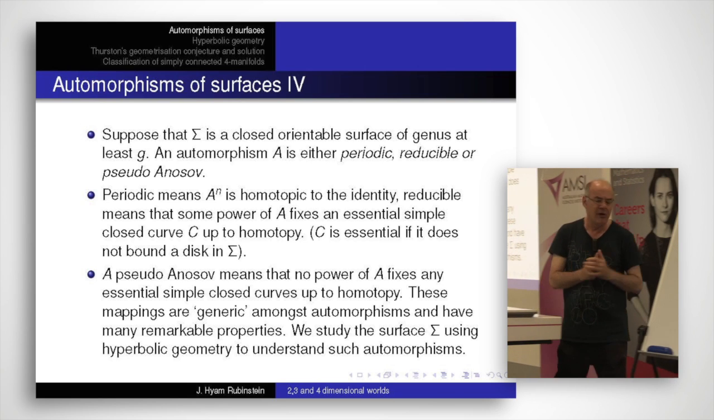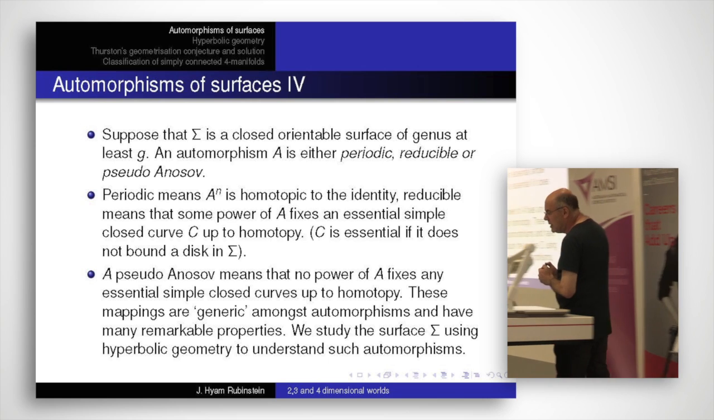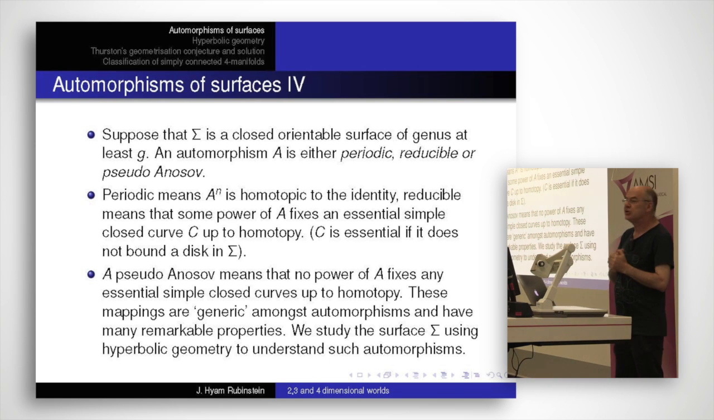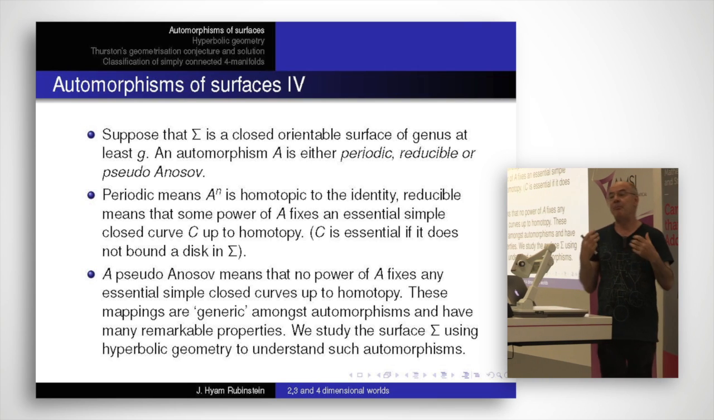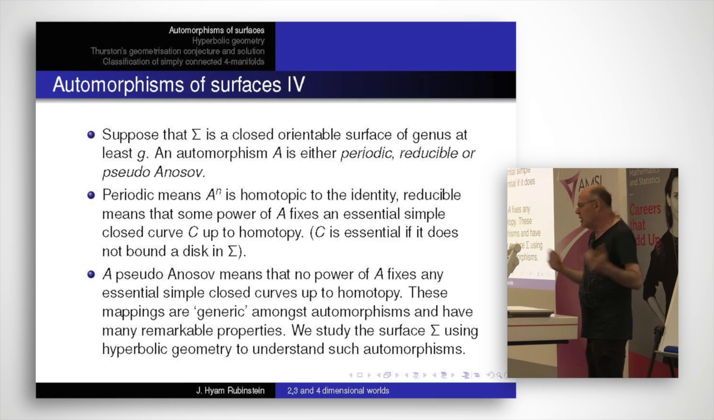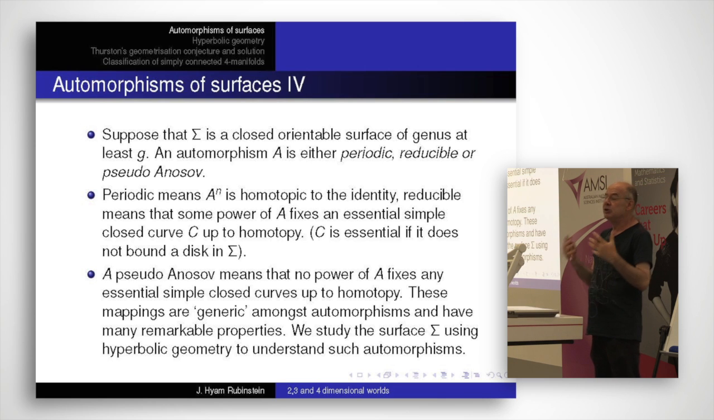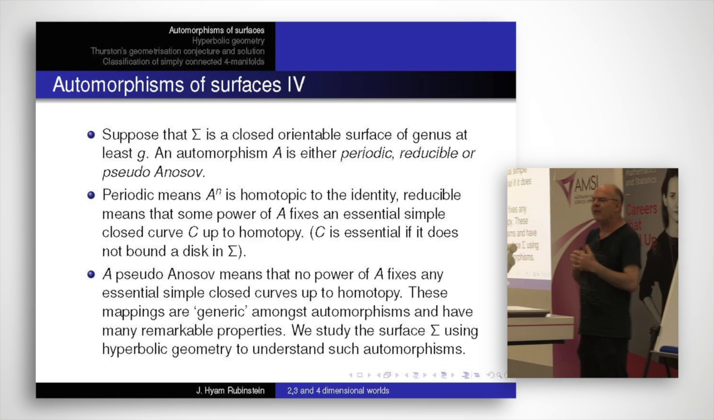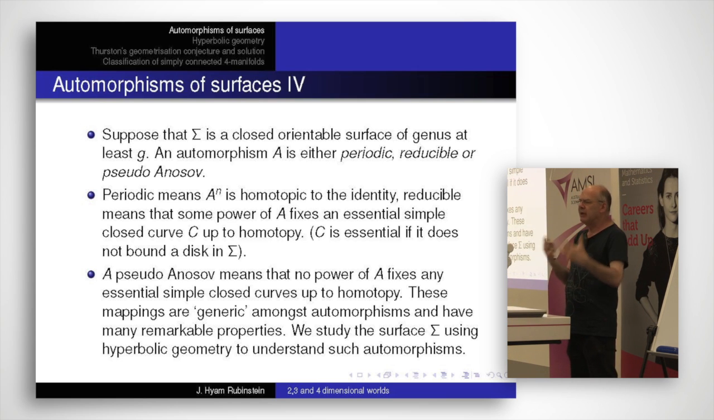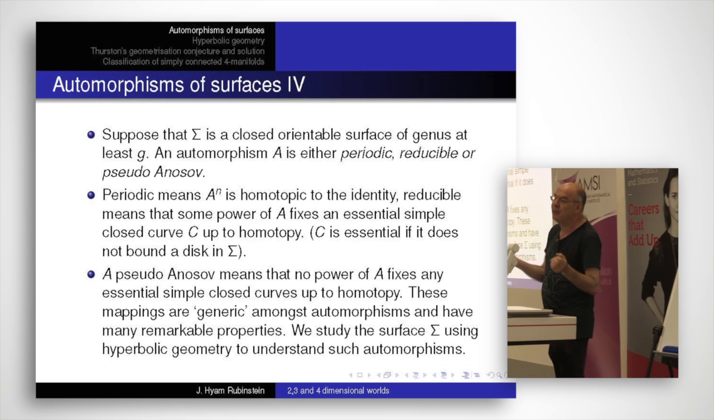So this is a really very important result, that if you take a surface of genus g, automorphisms are periodic. So periodic means the same as before. Reducible, this means that they have essentially a fixed point. We say that actually a power fixes a curve up to deformation.